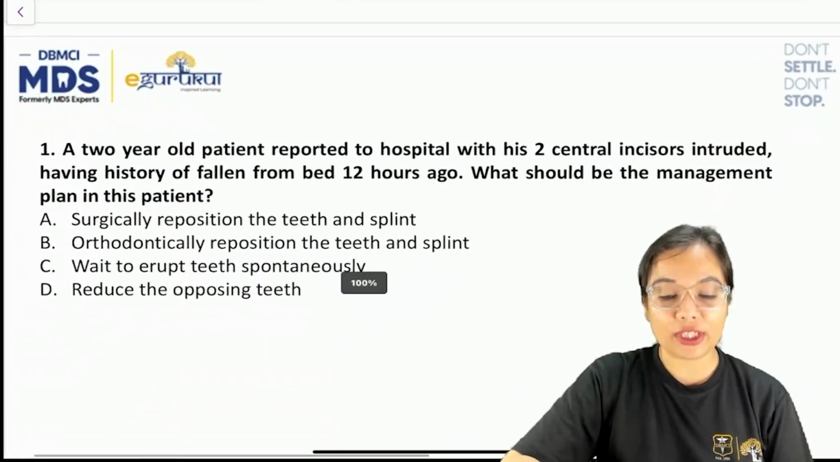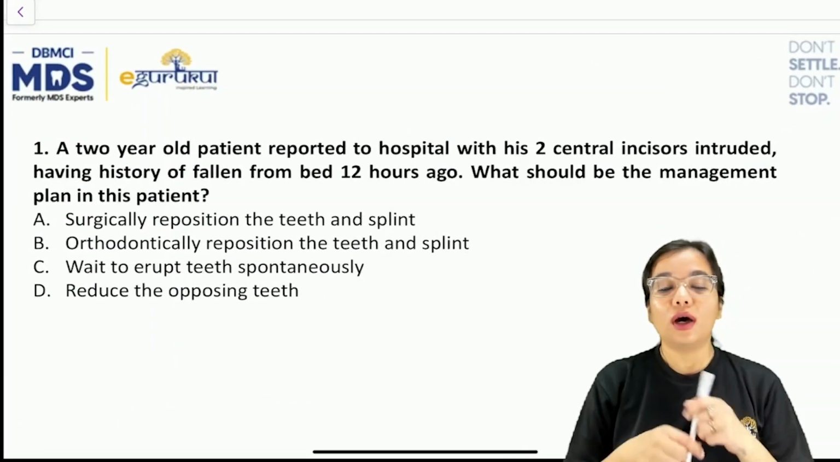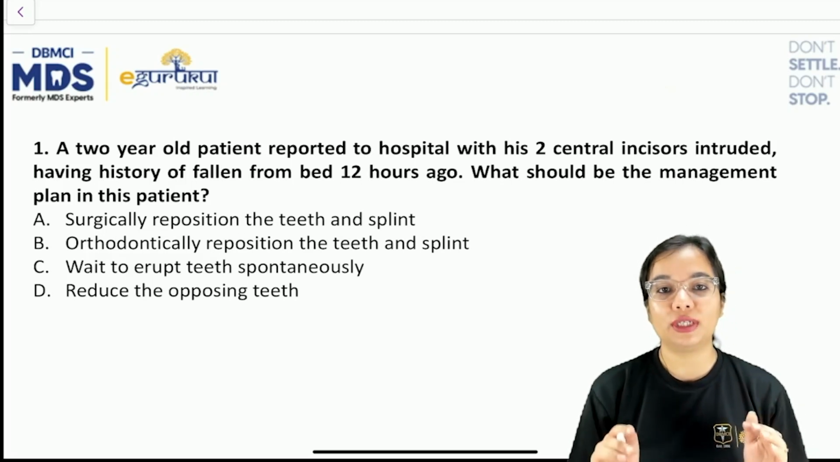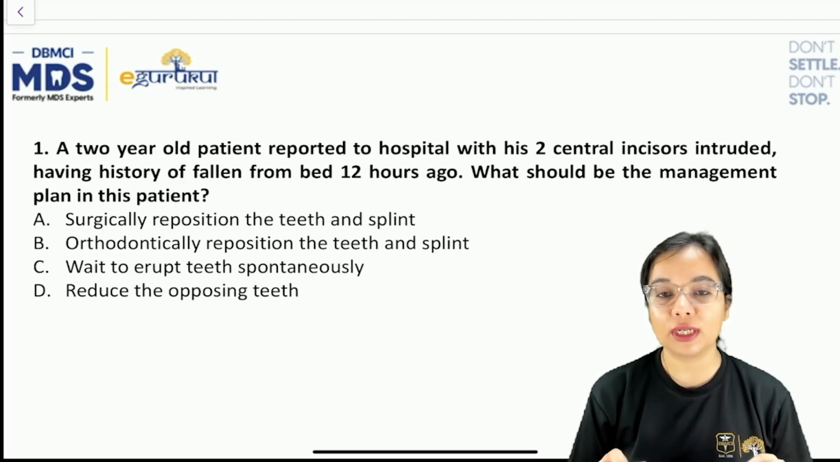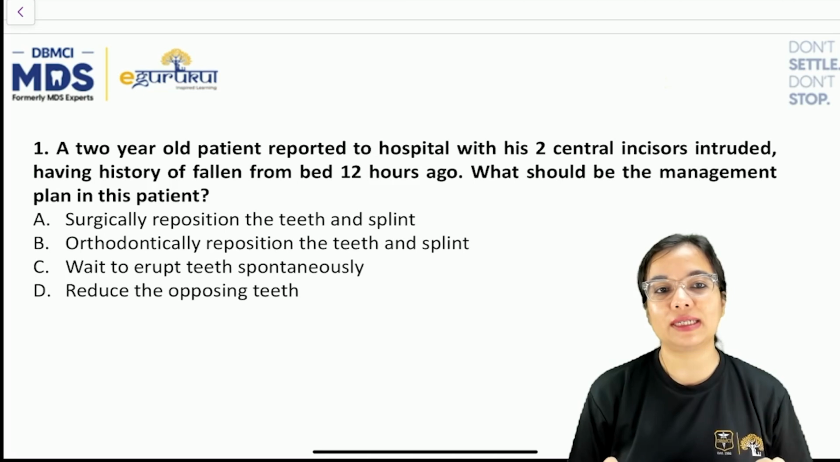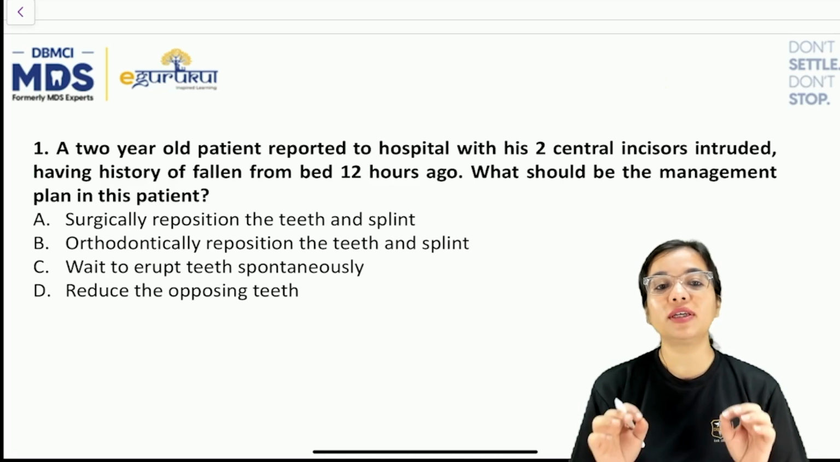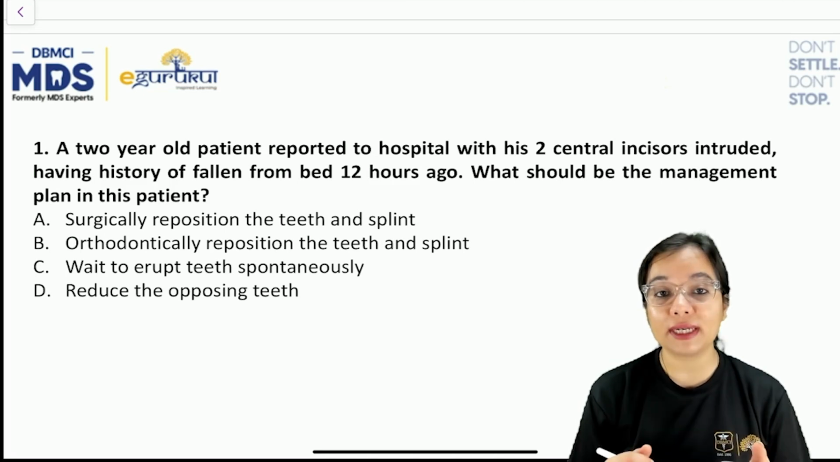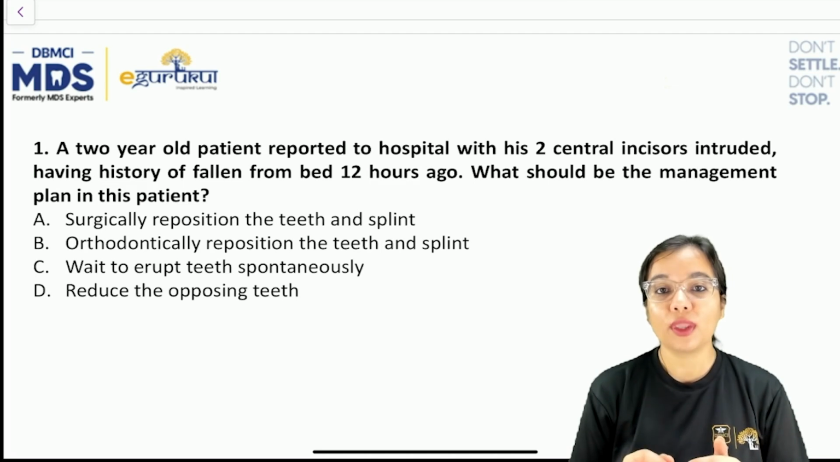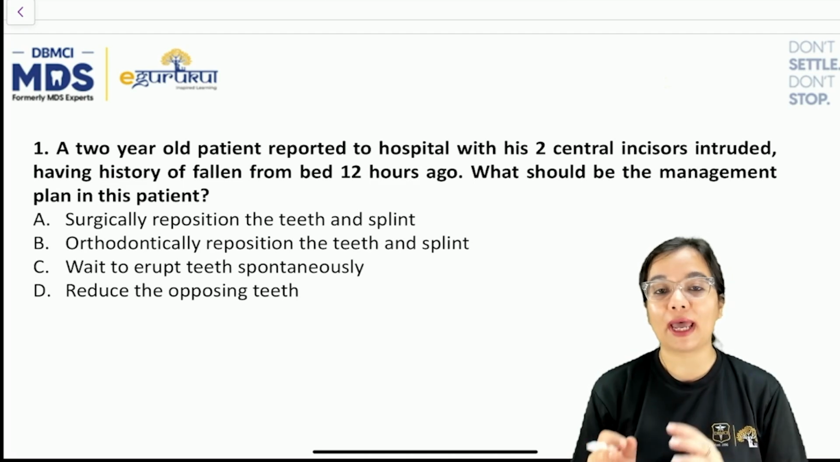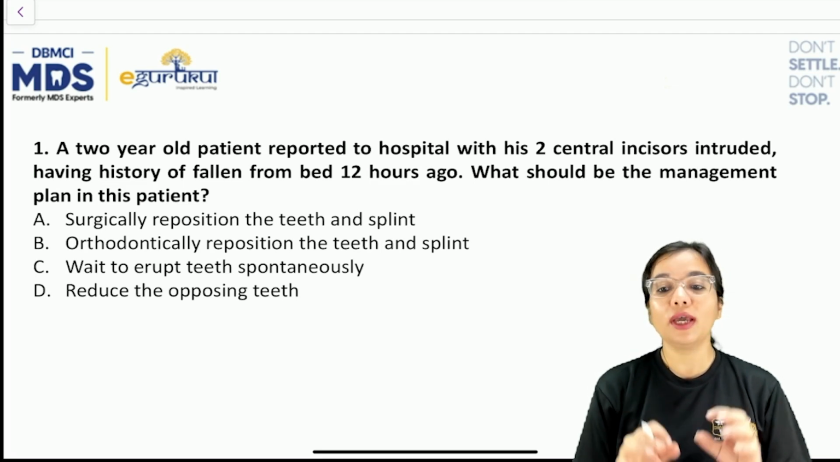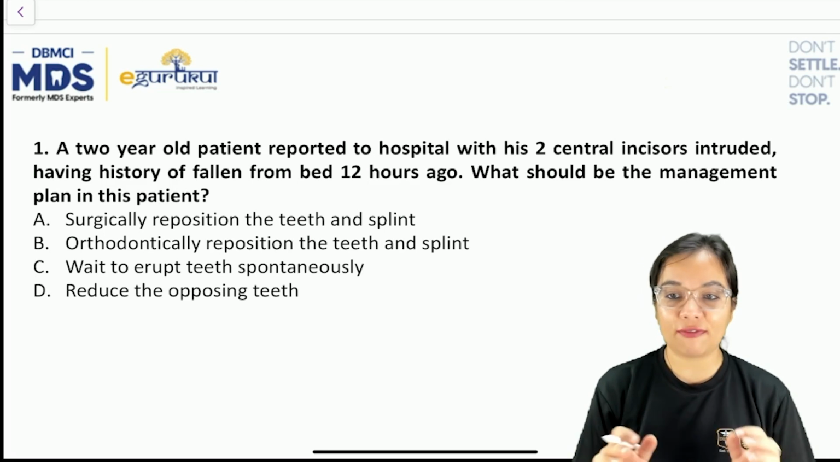So the first question is, a 2-year-old patient reported to the hospital with his two central incisors intruded, having a history of fall from the bed 12 hours ago. What should be the management plan in this patient? Okay, so what all have they asked?